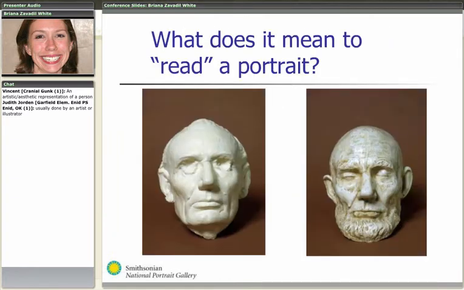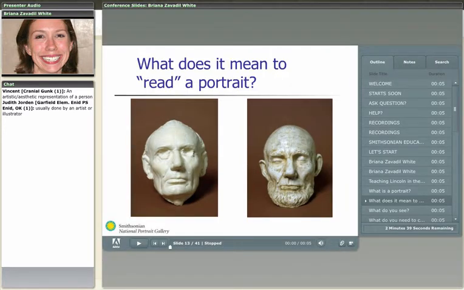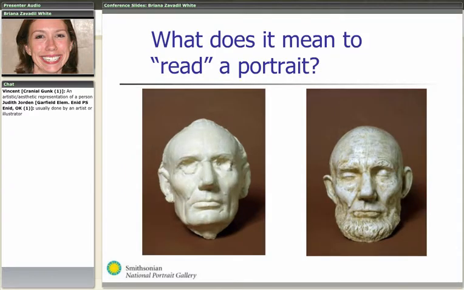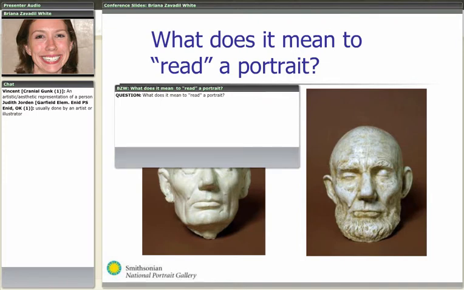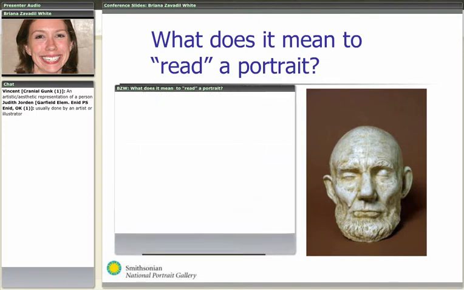Great. Well, thanks to everyone for contributing their ideas about what a portrait is. And here's a couple of portraits, if you will. For those of you that were part of David Ward's presentation in the last hour, he did talk about these two life masks of Abraham Lincoln, but I bring them up just as a placeholder to answer this question: what does it mean to read a portrait? Let's put up a box here next to one of these life masks and get some of your thoughts.